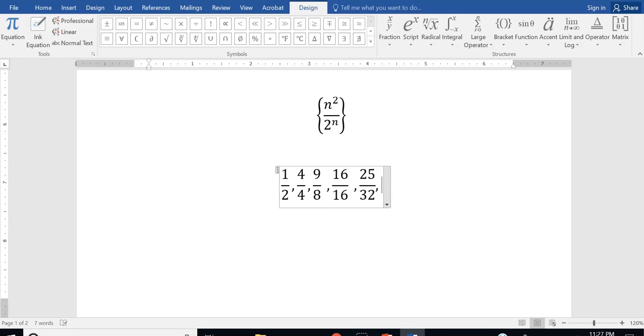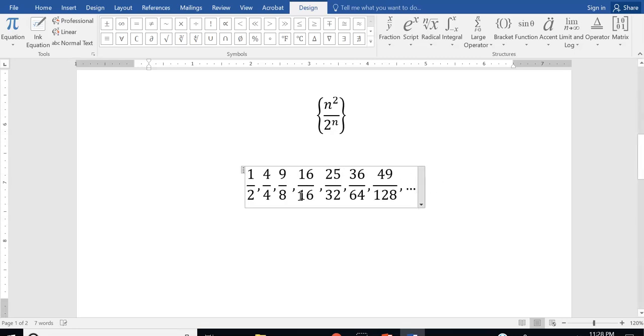If you plug in 6, you end up with 36 over 64. And you could keep going on that pattern if you'd like. Go another one, 49 when you plug in 7 over 2 to the 7th power, which is 128. And so here's what's happening. By the way, notice in the first couple of terms, it seems like the numerator is getting bigger. 1 goes then to 4, then to 9. Whereas the denominator goes from 2 to 4 to 8. And then all of a sudden, the denominator starts getting much, much bigger than the numerator goes.